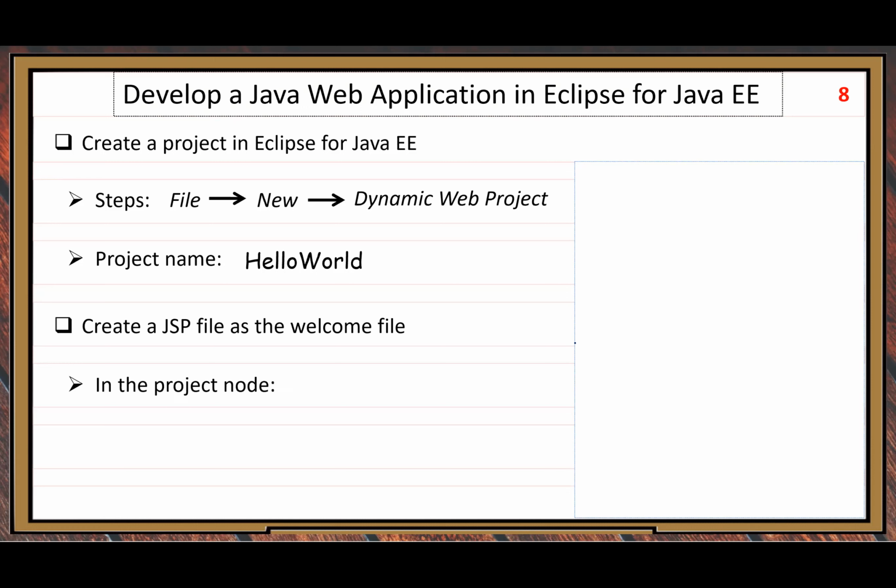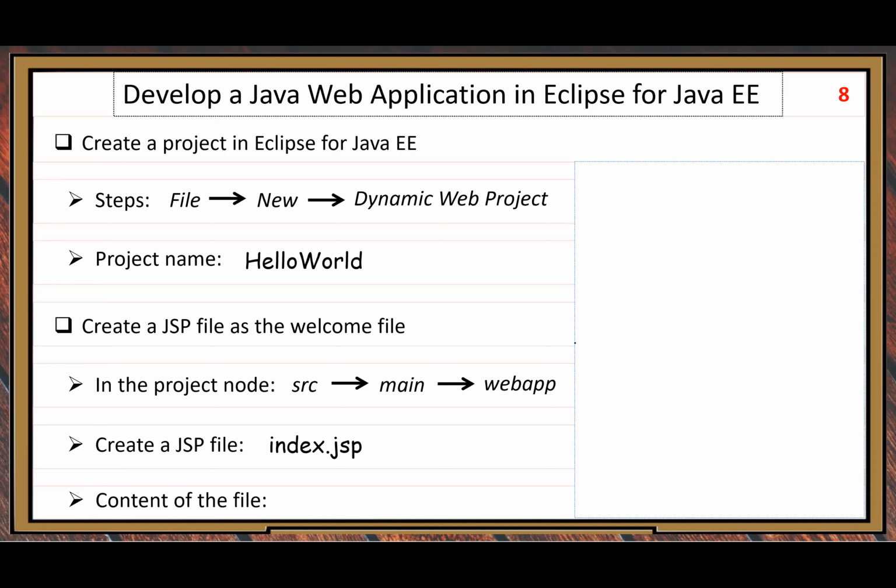In the project node, there is a source node. You expand the source node, you see the main node. You expand the main node, you see the web app node. There are many levels you need to go. Then right-click that web app node, create a JSP file, and call it index.jsp. Later, when I explain the welcome file, I will talk about that index.jsp.